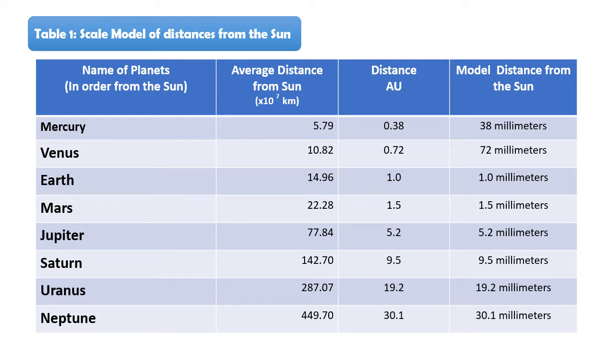Uranus, 287.07 million kilometers, 19.2 astronomical unit, and 19.2 millimeters. Neptune, 449.70 million kilometers, 30.1 astronomical unit, and 30.1 millimeters. Okay, class, so you can see here the scale model of the planets. This will be your guide in your next activity. Good.